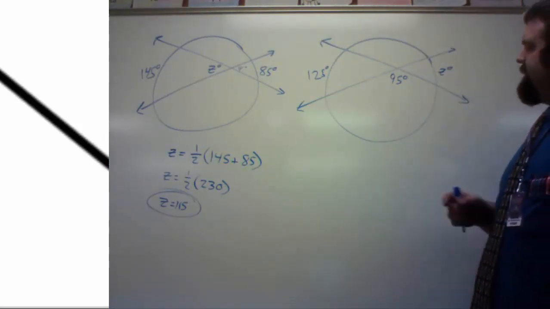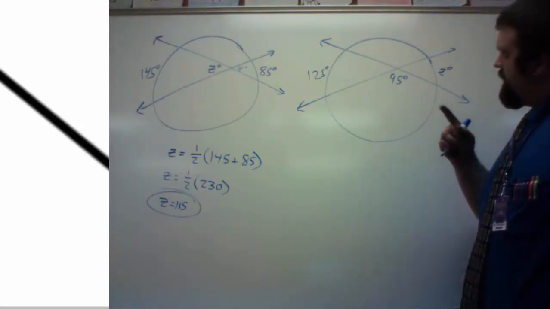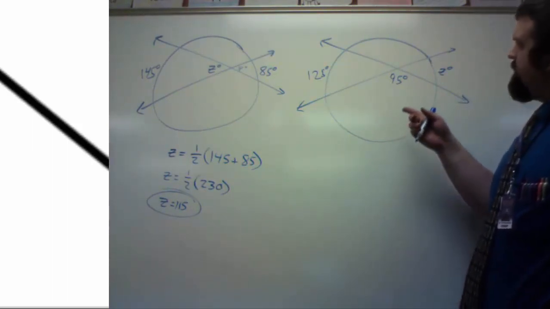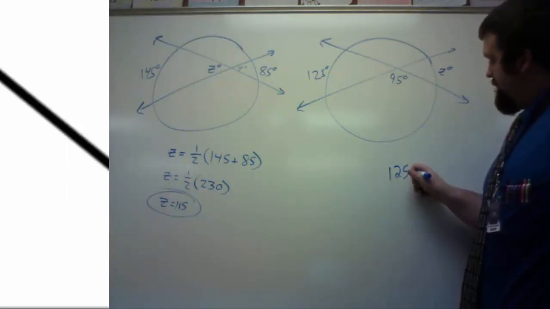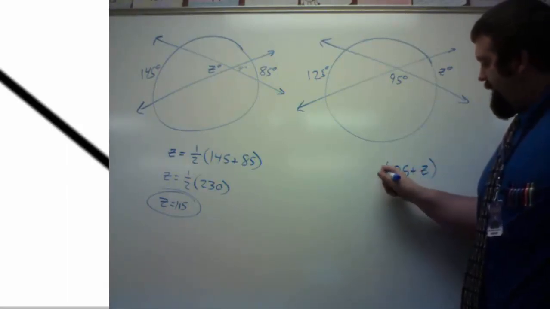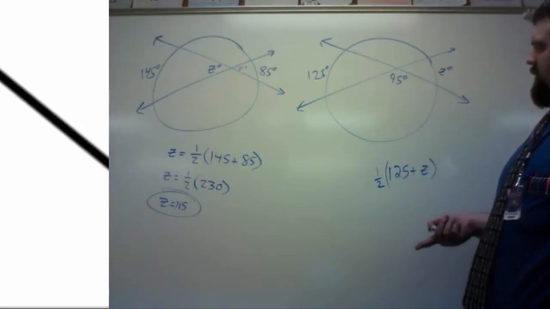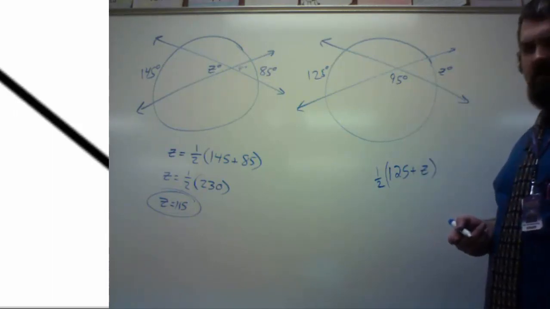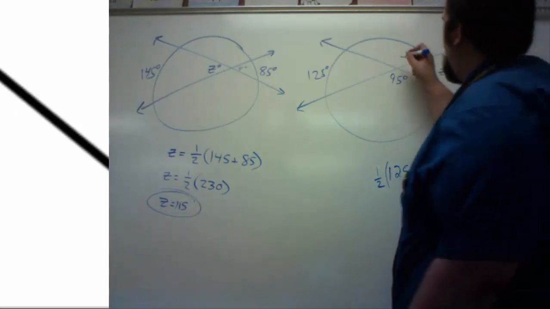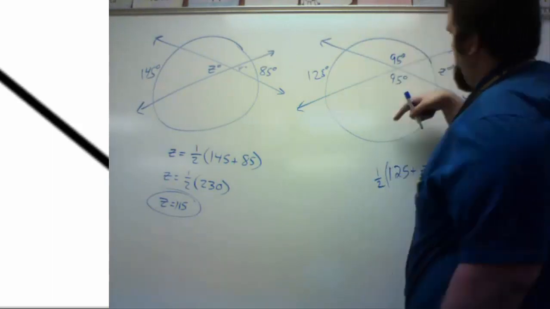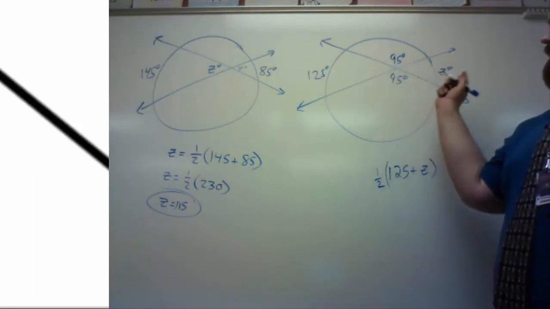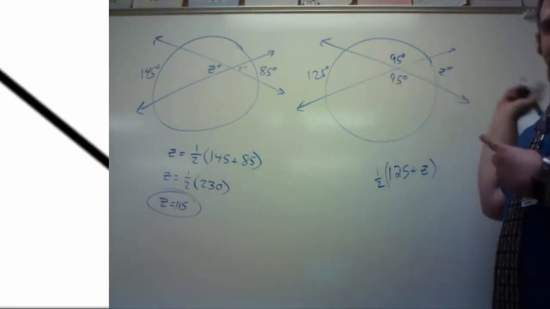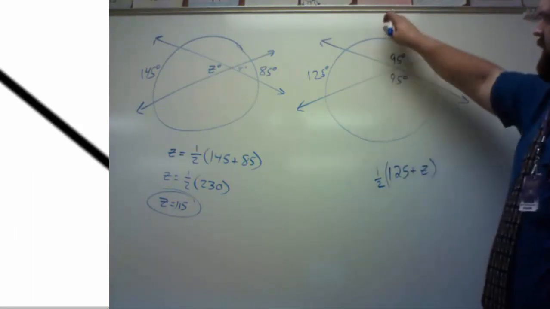Alright, this one here. I want to find z. I might be tempted to say, wait, I'm going to add those two together, 125 plus z, times a half. But what does that equal? Does it equal 95? No, it can't. Because 95 isn't the right matchup. It's the vertical, or the top and bottom, instead of the right and left ones. It doesn't match up to 125. It matches up to this bottom arc and that top arc.